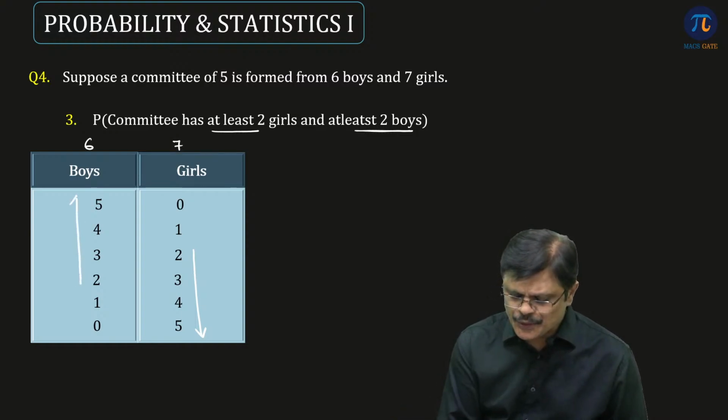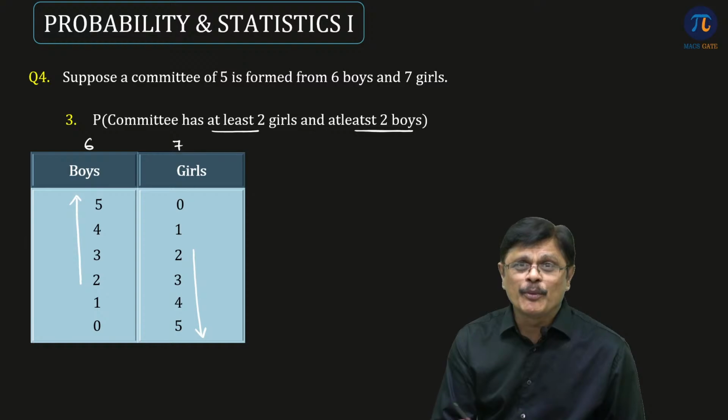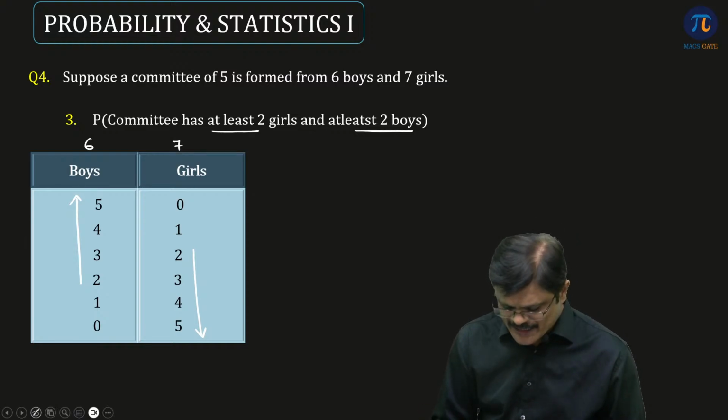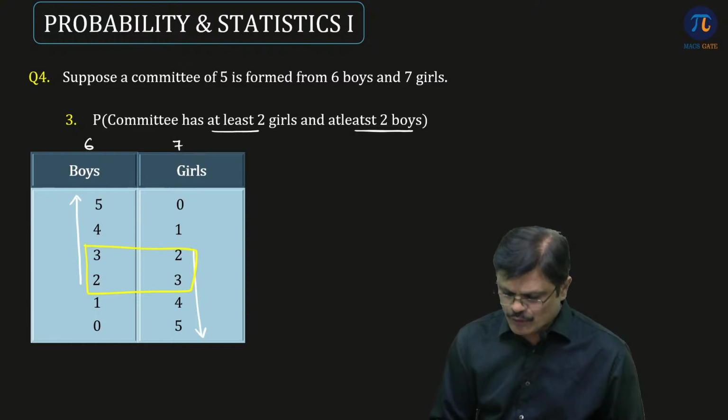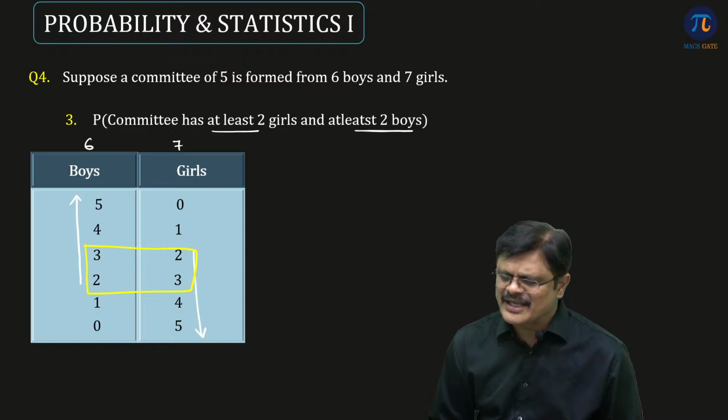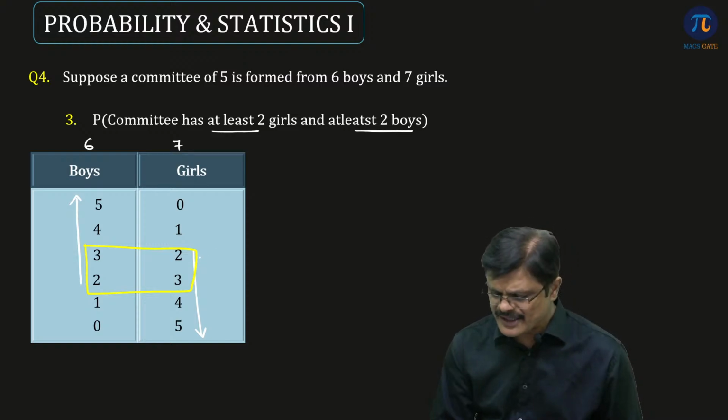What do you mean by that? 2 or more boys. But you want both the conditions to be satisfied. How many cases are favorable for both the conditions? These 2 cases are favorable for both the conditions. So what is the probability that the committee has at least 2 girls and at least 2 boys, my dear friends? These 2 cases.